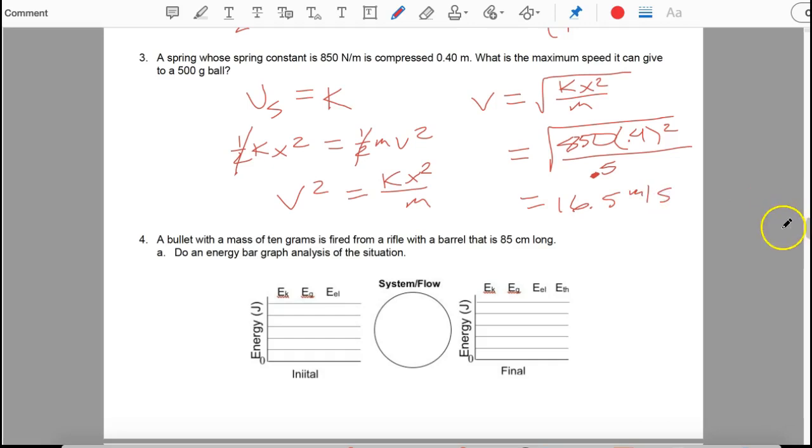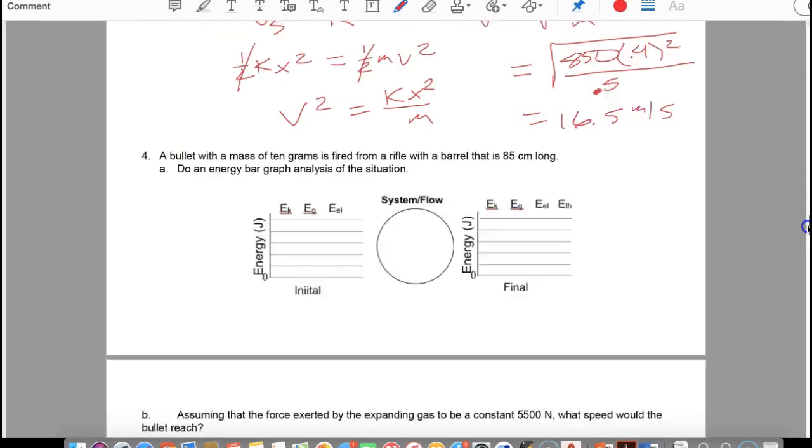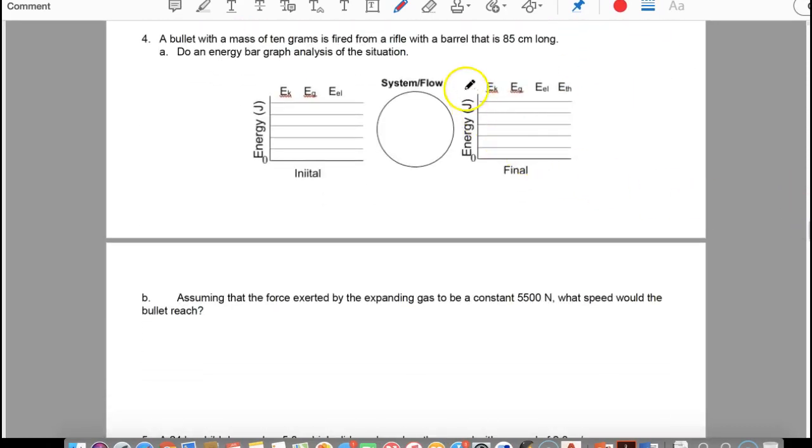A bullet with a mass of 10 grams is fired from a rifle with a barrel that is 85 centimeters long. They want us to do an energy bar graph of this situation. So for this one, we don't really know anything about how that bullet is being propelled. So we need to go ahead and put work into the system. That work will then make that bullet fire and come out. So we know that's converted into kinetic energy. So there is our bar graph.